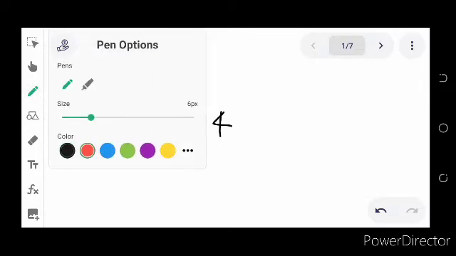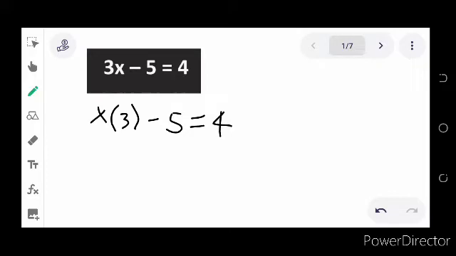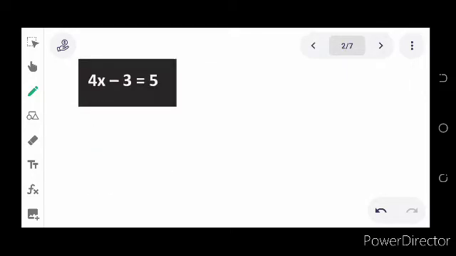Now, in order for us to get the answer, without the usual transposition method, we are just going to reverse the operation. So minus 5, this is plus 5, then that's times 3, so this will be divide by 3. So now you have 4 plus 5, that's 9, and then divided by 3, so your x is equal to 3. If you substitute, 3 times 3 is 9, minus 5 is 4, so your answer here is correct.